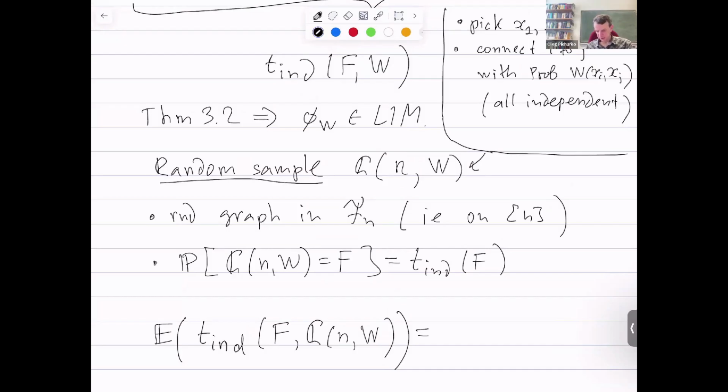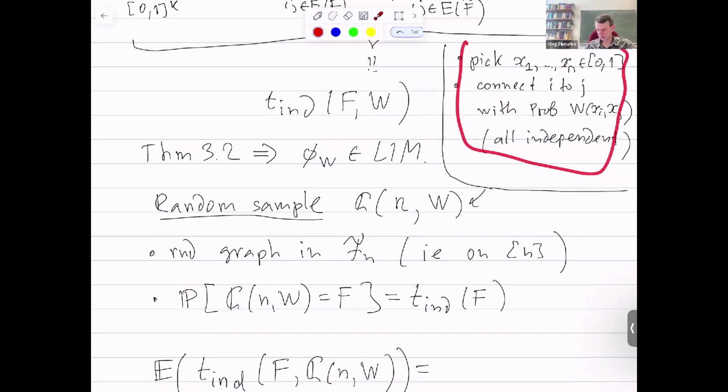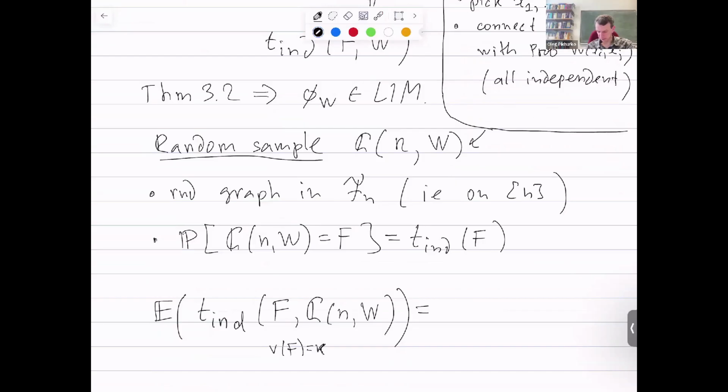So here I have some graph F with k vertices. If you remember, what is the definition of induced density? In my big random graph, I have to pick some k vertices, and this definition requires my function to be injective. And then I ask, what is the probability that on these k vertices I see exactly F? But if you look at the sampling as written here, all I care about is what I see on specific k vertices, so I can ignore all the rest. So basically this expectation will be exactly the induced density of F in W. So exactly what we wanted.